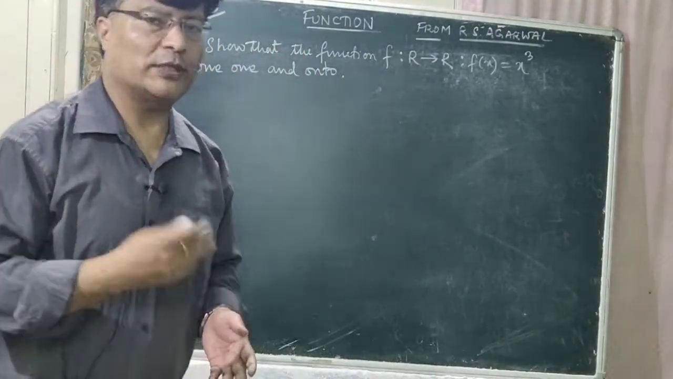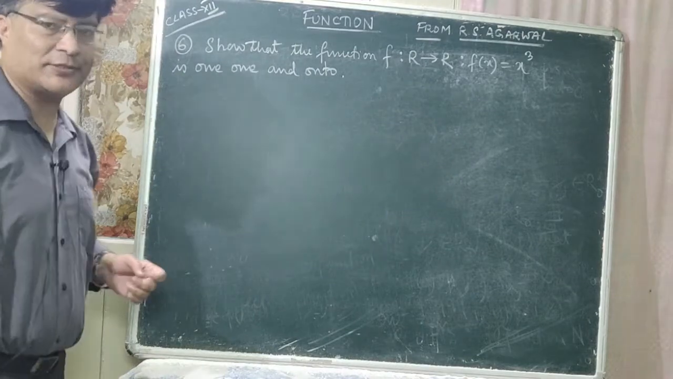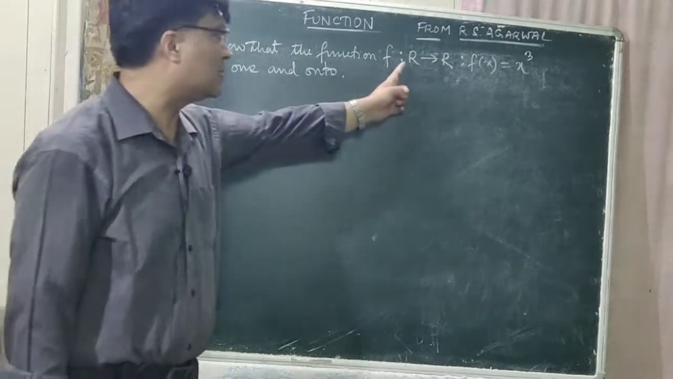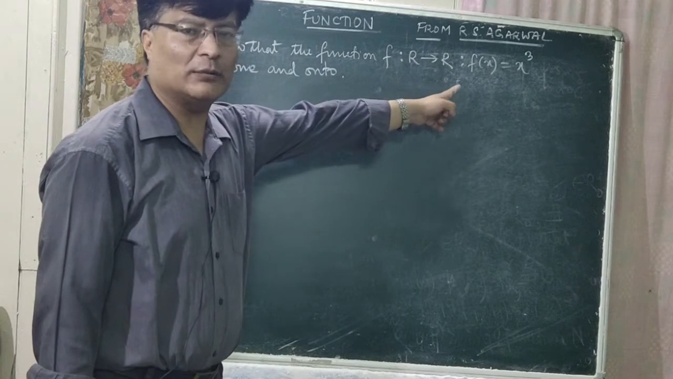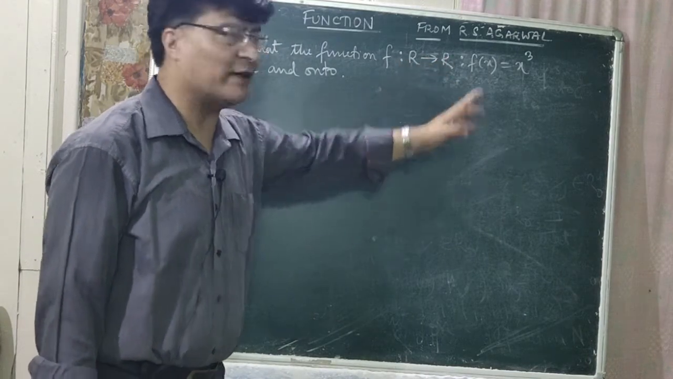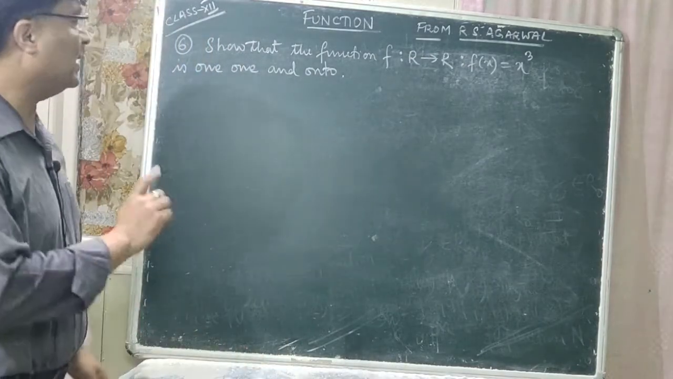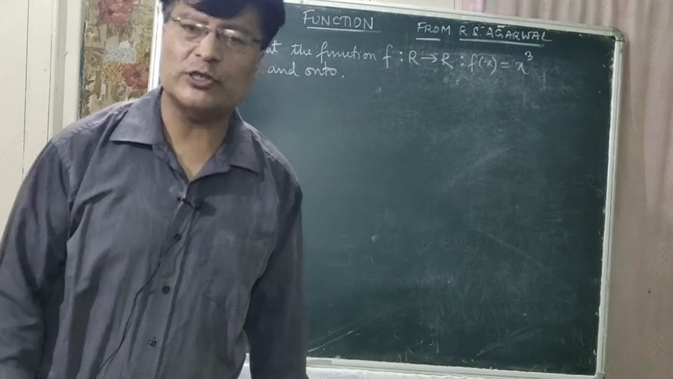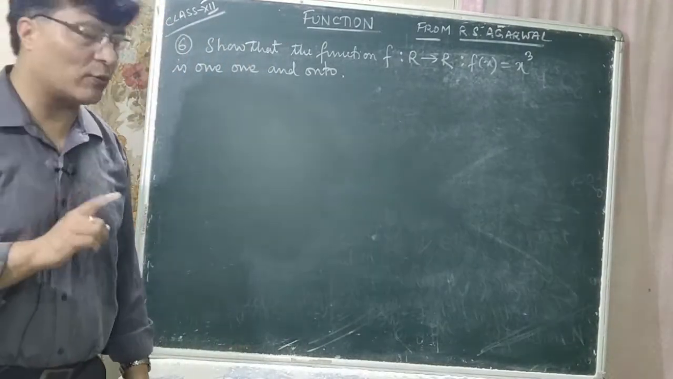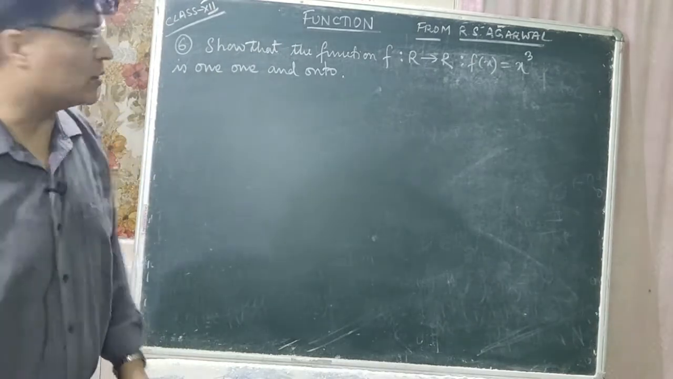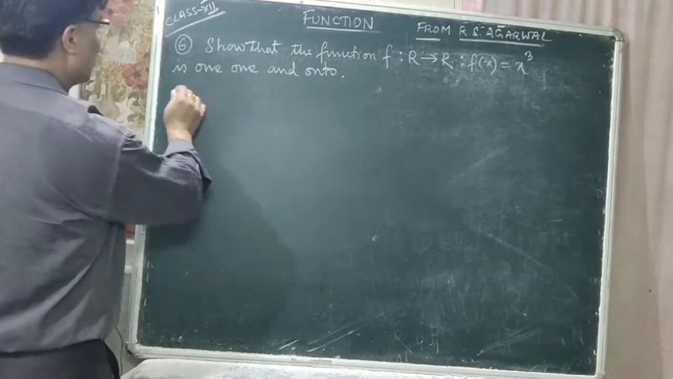So now let's do the next question, that is question number 6. You have to prove that the function f from real to real numbers, defined as f of x is equal to x cube, is 1-1 and onto. You have to prove that this function is a 1-1 and onto function, that is, a bijective function. Okay, so let us prove it now.